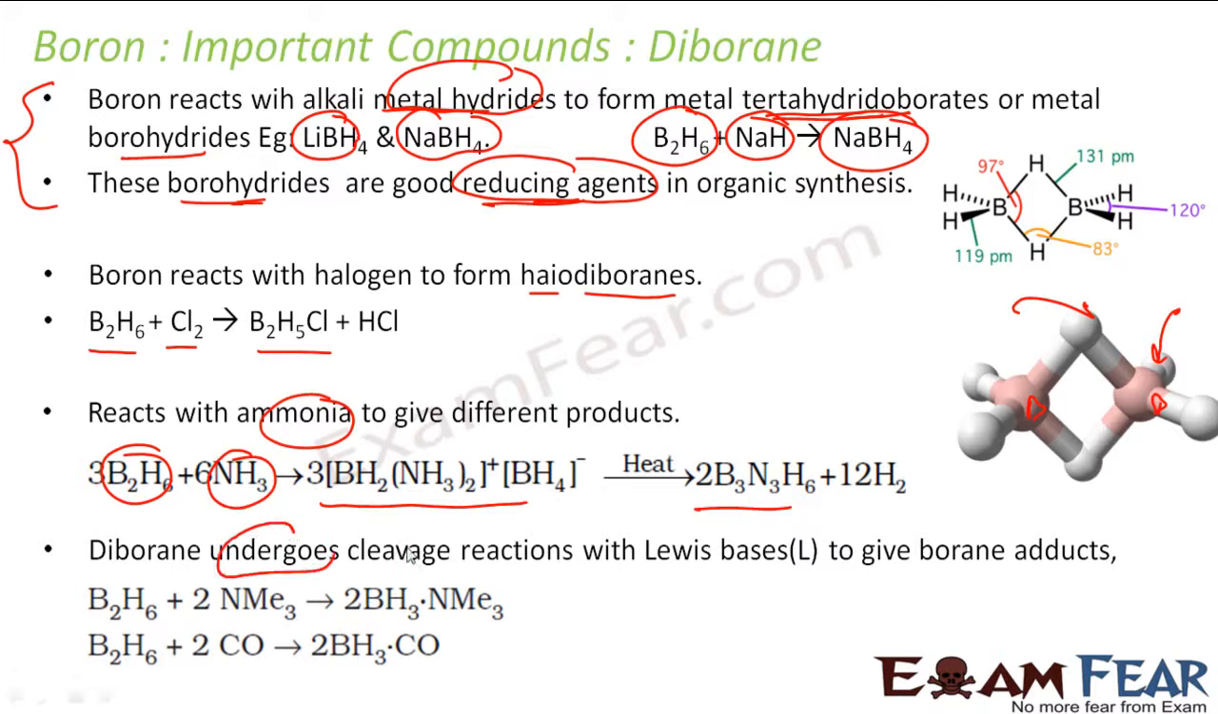The boron also undergoes a cleavage reaction to form adducts. What is an adduct? An adduct is nothing but two molecules that just combine. For example, in this case B2H6 reacted with this NMe3 to form BH3·NMe3. Similarly, B2H6 reacted with carbon monoxide, you get BH3·CO. So it's an adduct. An adduct is nothing but two species that just combine, right?